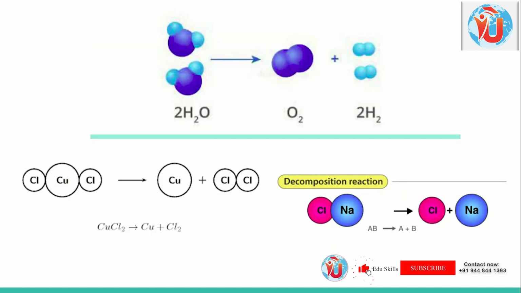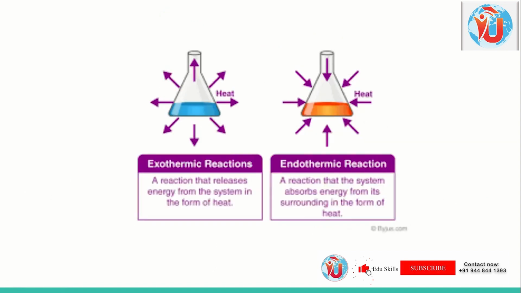2H2O, that is 2 water molecules, breaks down into oxygen and hydrogen molecules. Then copper chloride breaks down into copper and chlorine. Sodium chloride breaks down into sodium and chlorine. So we have exothermic and endothermic reactions.